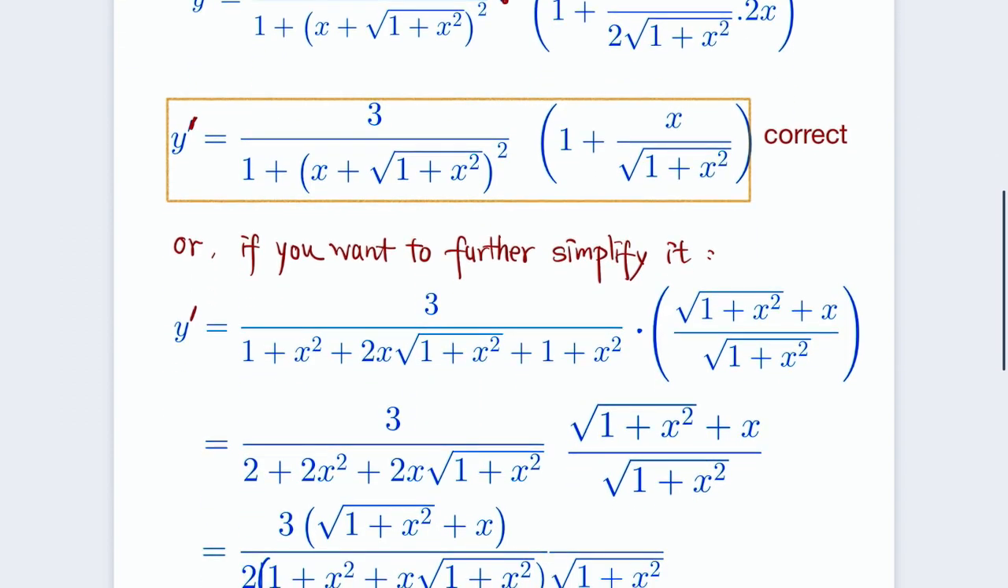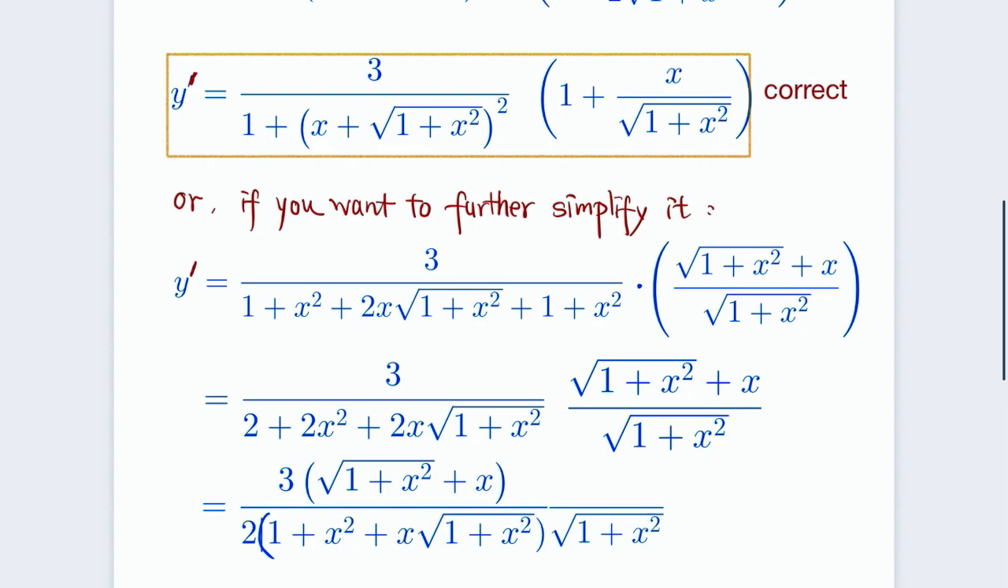However, if you want to further simplify this answer, let's do that. We first expand this perfect square over here, so it becomes x squared plus 2x times square root of 1 plus x squared plus the square of the square root, which is 1 plus x squared. To simplify this, you use a common denominator, square root of 1 plus x squared, and then this will have square root of 1 plus x squared on top, because this over this is a 1. And then I'm adding x over here.